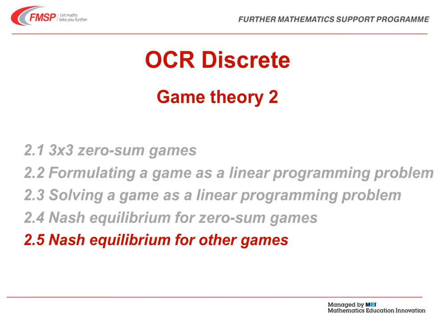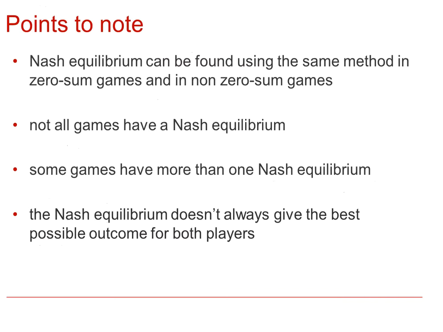Hello, this is the fifth video of Game Theory Series 2 for OCR Discrete Further Mathematics, and we'll be looking at the Nash equilibrium for non-zero sum games. In the previous video we considered these points to note: that the Nash equilibrium can be found using the same method in zero-sum games or for non-zero sum games.